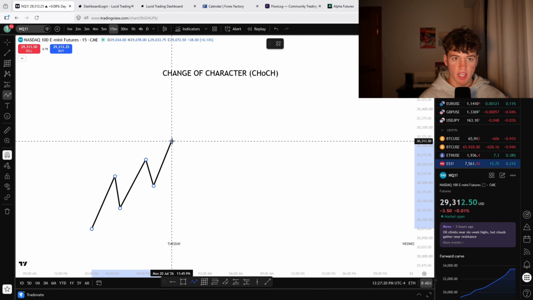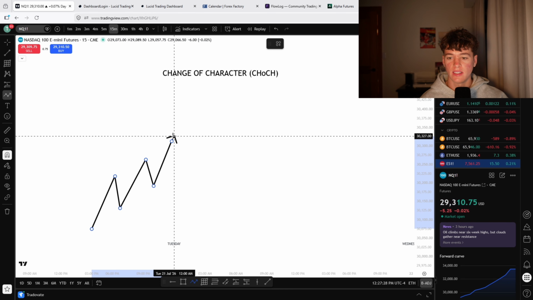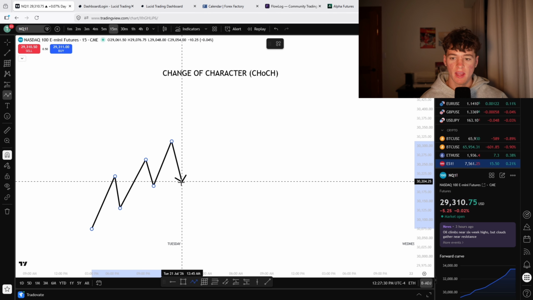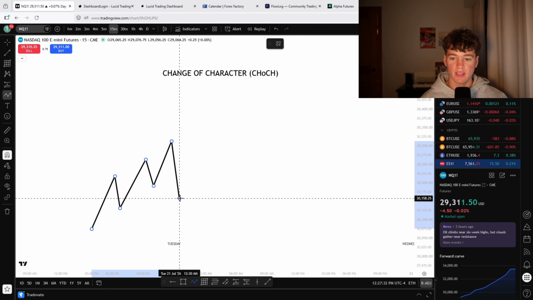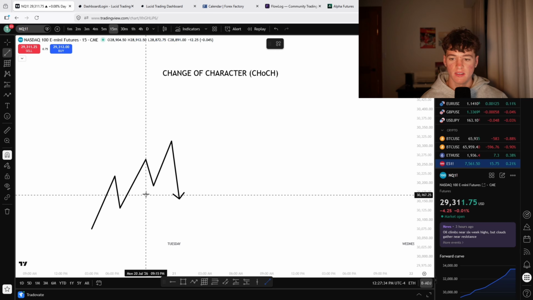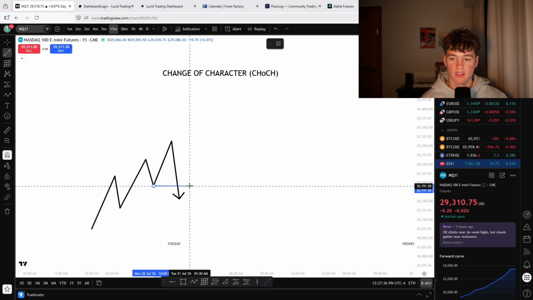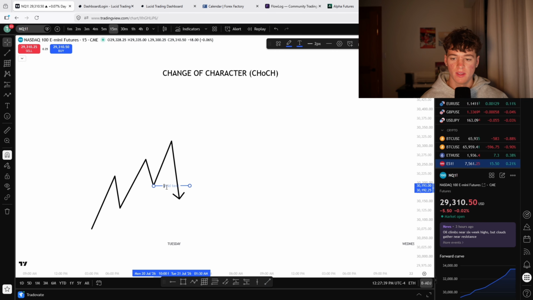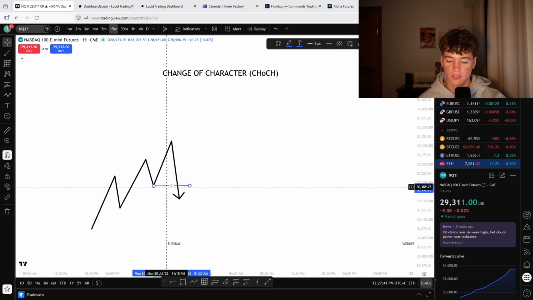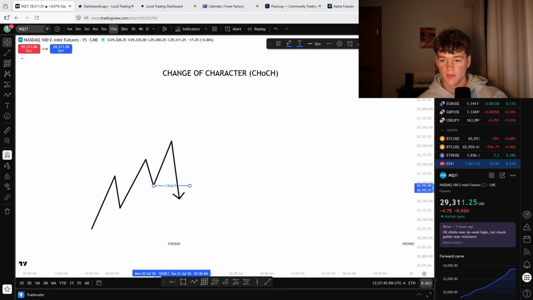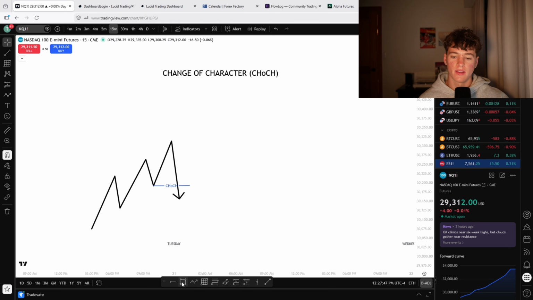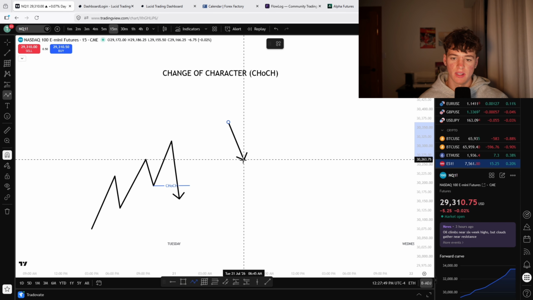And a change of character happens when we close below our previous swing low or swing high. So in this case, we're making higher highs and higher lows. Looks like a healthy uptrend. And then all of a sudden we close down here. This signifies our change of character. So it happens right here. This is our change of character right there.